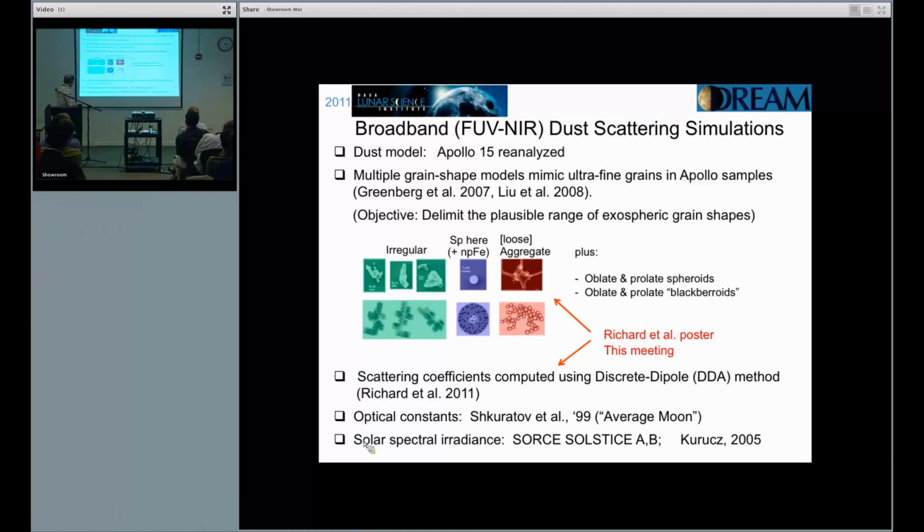A couple of other recent augmentations to the models. Optical constants really determine what the scattering does, and we had to expand our spectral coverage, our spectral range of the optical constants. We were previously using just a fixed value, and solar spectral radiance from source.